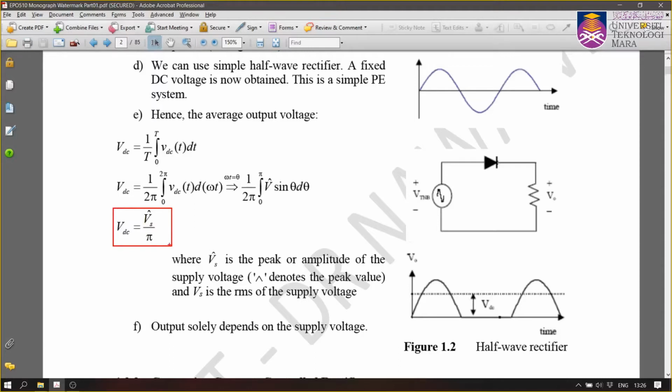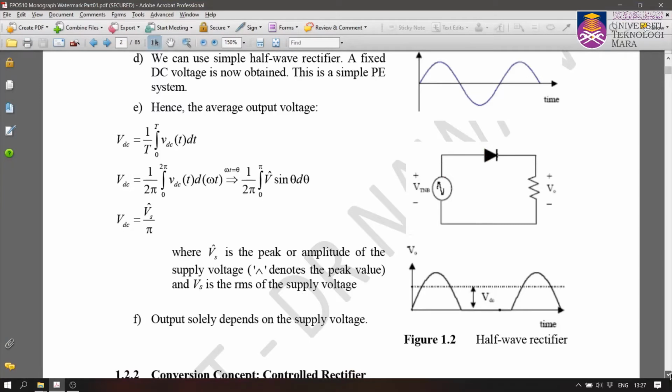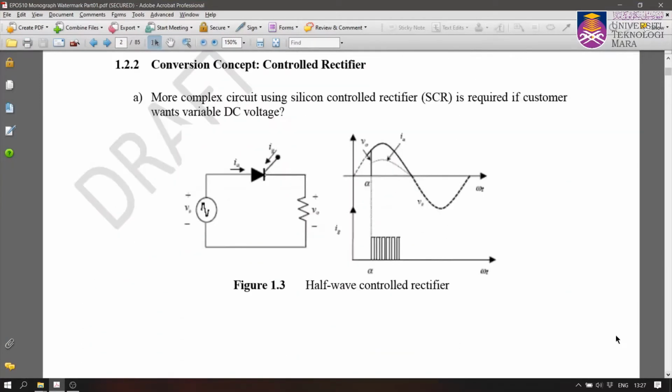Right? So here the output voltage cannot be controlled, it is uncontrolled. It only depends on the value of V peak as a supply voltage, and normally it is maintained at 240 volts. So therefore the output voltage here is uncontrolled, and that's why this is known as an uncontrolled rectifier, because we use the diode here. So how do we make it controllable? To control the output voltage, we need to change the diode to the thyristor.